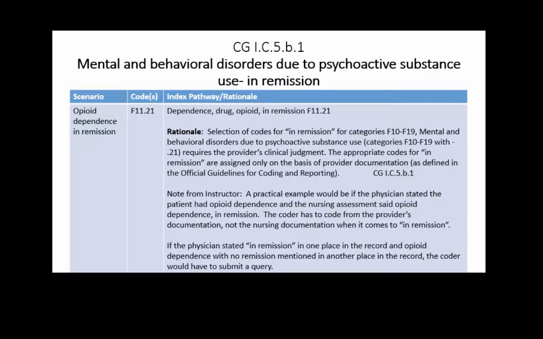I have here a note that a practical example would be that you might see the physician state a patient had dependence and a nursing assessment say they were in remission. You would have to code from the physician's documentation. You would not consider the nursing documentation. You could also have a situation where the doctor would say dependence in one place, and in remission, or no remission, mentioned in another place. In that case, I would submit a query.